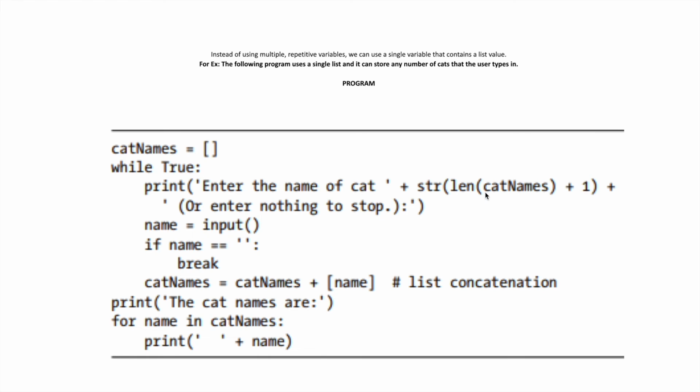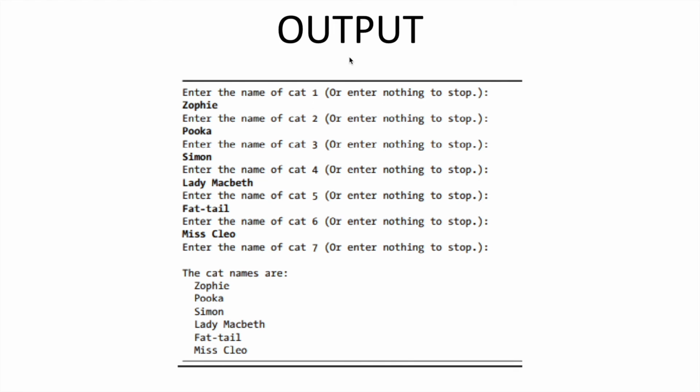Here, why did I use string length of cat names? First see the output here. It will ask for cat name 1, cat name 2, cat 3, cat 4, cat 5, and it goes on like that, right? It should always increment the cat values.